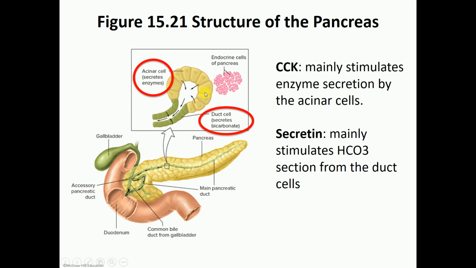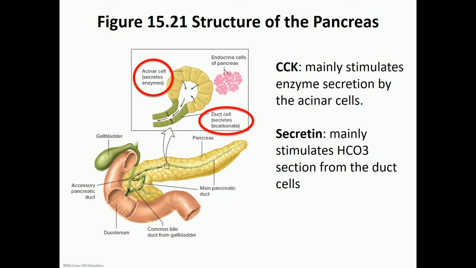Microscopically, the pancreas is made out of these acinar cells with ducts. An acinar cell is a cell that kind of looks like a sphere, as you see here, or the gland looks like a sphere. And these secrete the digestive enzymes, while those duct cells secrete bicarbonate.